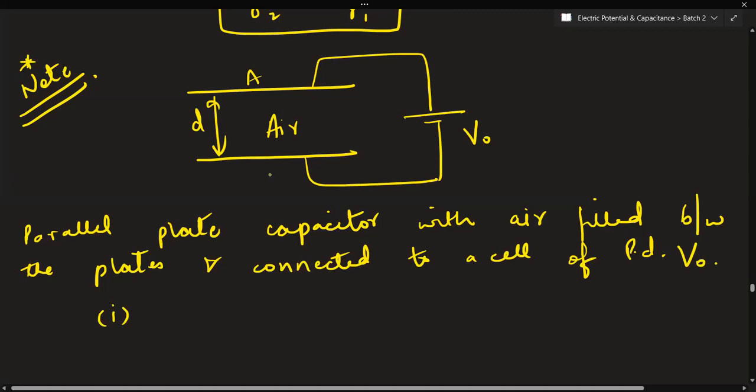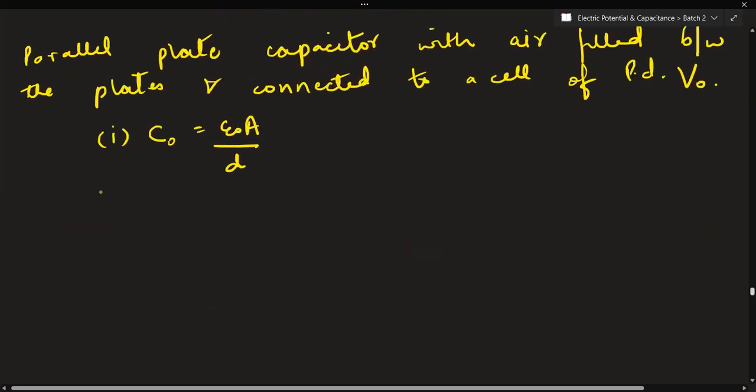Air is usually filled, so it has some capacitance. Separation is D. So as rightly answered by Hanifa, this will be epsilon naught A divided by D. Let's say this is C naught, the initial capacitance. Initial capacitance means when this is filled with air and the battery is connected. So C naught is epsilon naught A by D. Then charge will be what?